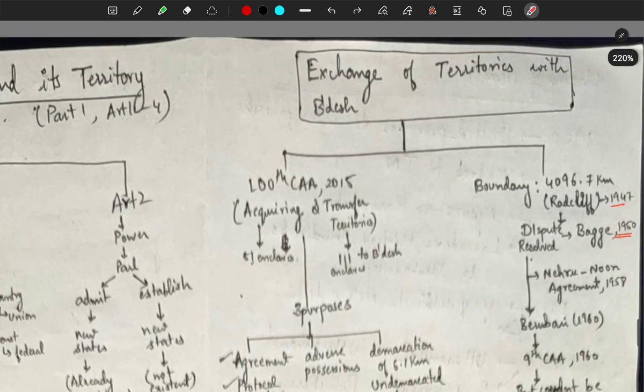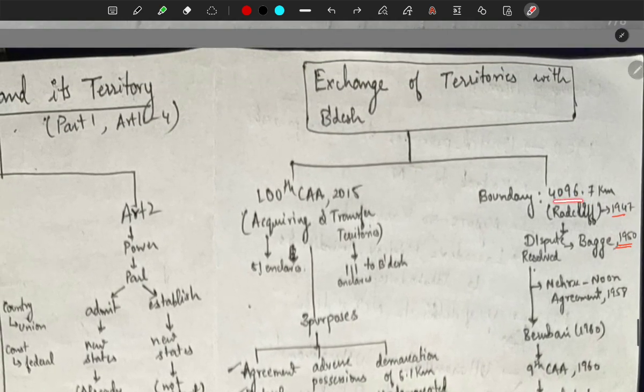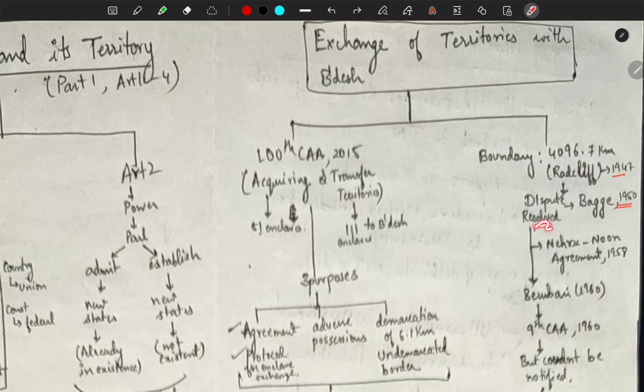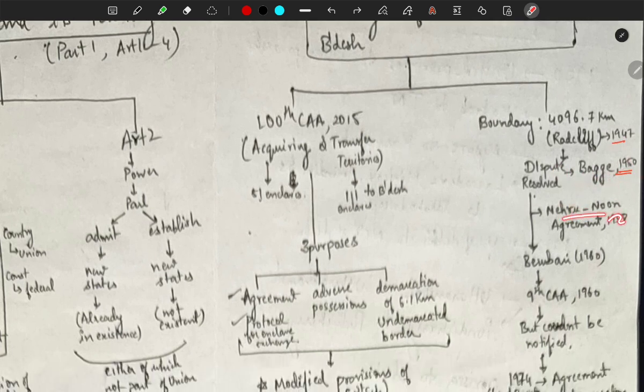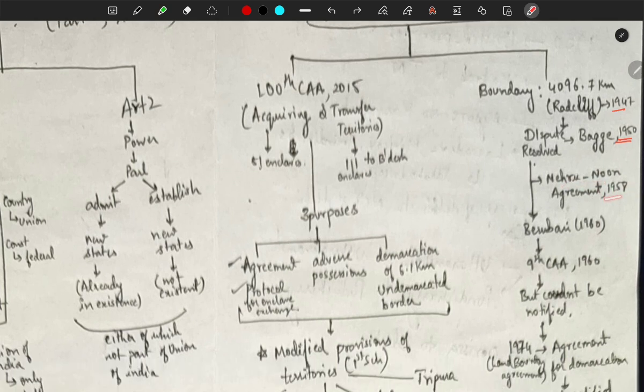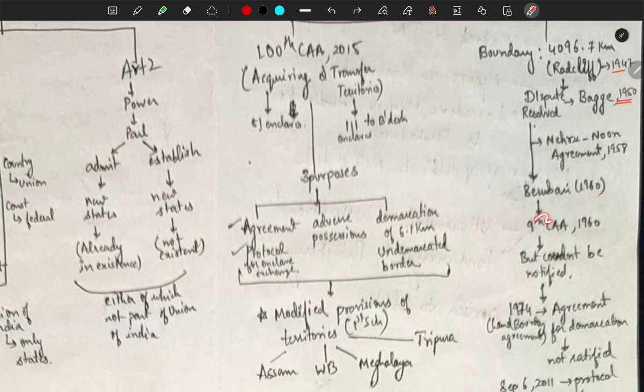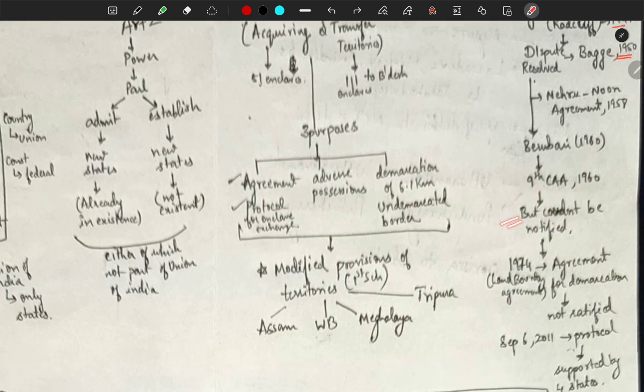Now India and Bangladesh have a boundary of 4096.7 kilometers. This was determined by Radcliffe in 1947. But later a dispute arose, and then it got resolved by Bagge again in 1950. Then came the Nehru-Noon Agreement 1958. Then the Berubari Union case came in 1960, and after that the 9th Constitutional Amendment Act was passed, but it couldn't be notified. That was the hindrance here.